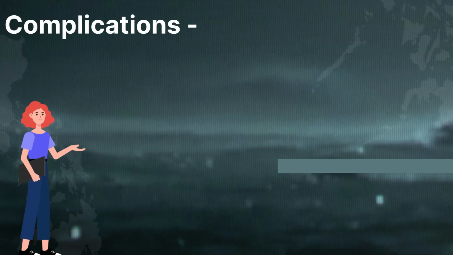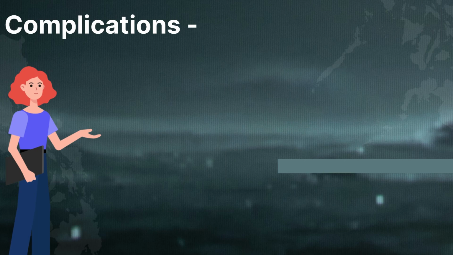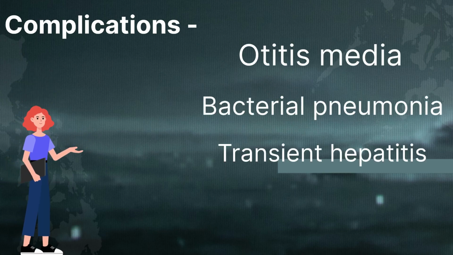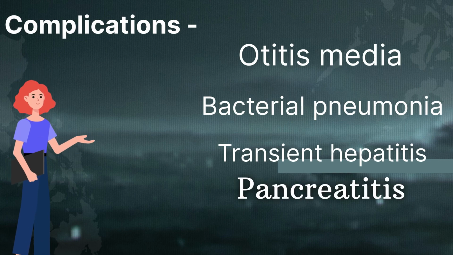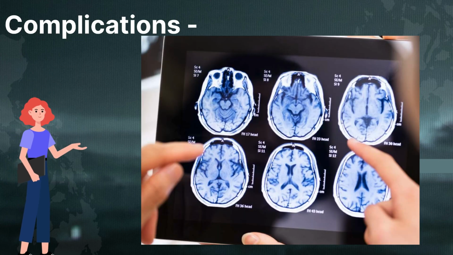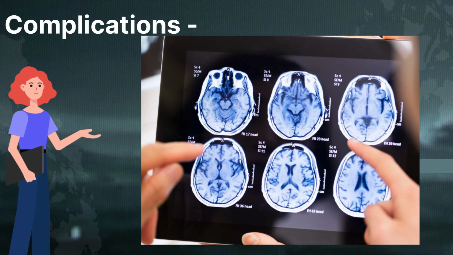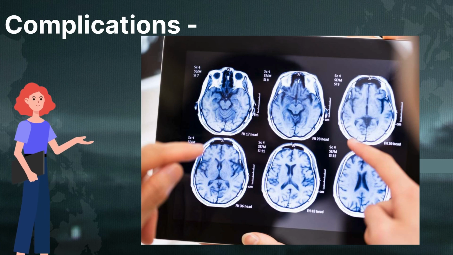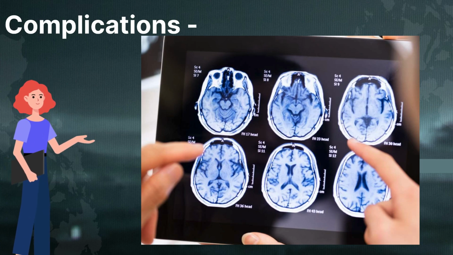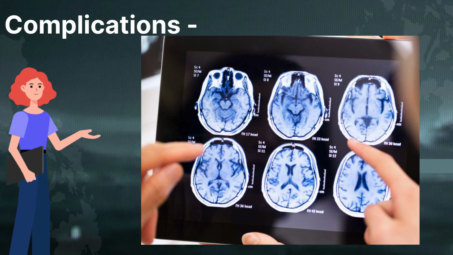Complications are more common in older children and adults and include otitis media, bacterial pneumonia, transient hepatitis, pancreatitis, and clinical encephalitis. The clinical encephalitis is found in approximately 0.1% of cases. A rare late complication is subacute sclerosing panencephalitis, which occurs up to 7 years after infection.